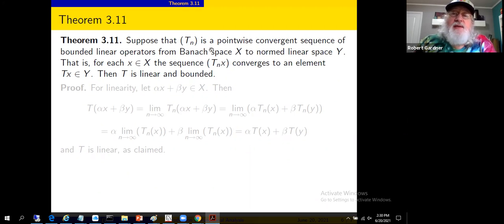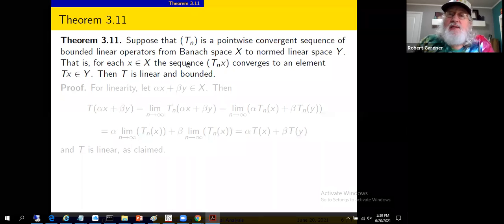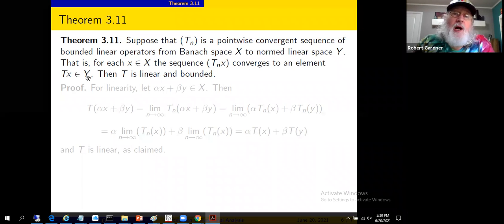suppose that sequence T sub n is a pointwise convergent sequence of bounded linear operators from Banach space X to normed linear space Y. That is, to make more specific what that pointwise convergent stuff means: for every x, a vector in normed linear space X, the sequence T sub n of x, so these would be Y values, output values, the sequence T sub n of x converges to an element T of x in Y. So if that holds, then T itself is linear and T itself is bounded.